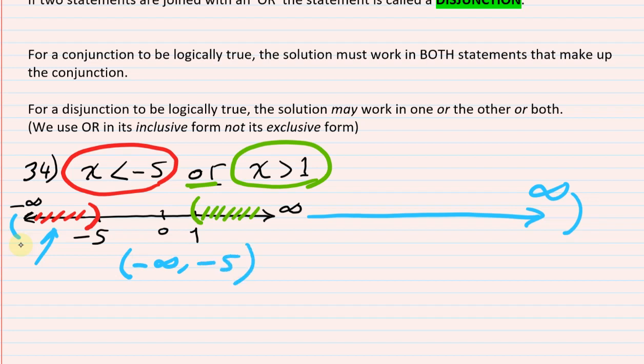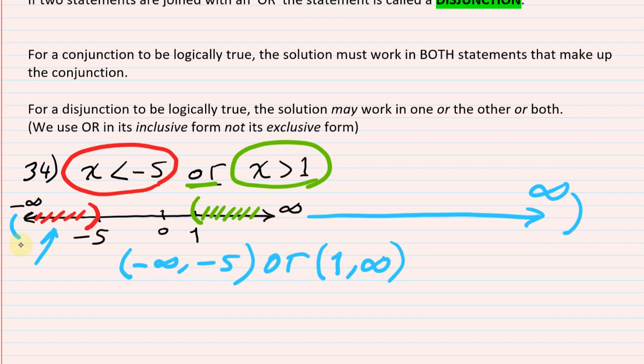Okay, and the right side begins just to the right of 1, not 1 itself, and it goes all the way to infinity. And there we have it. This is called interval notation.